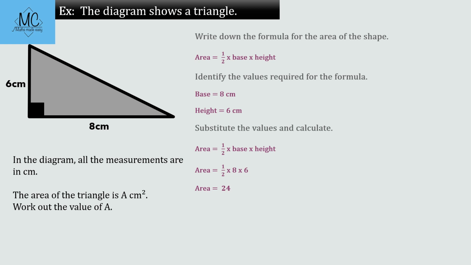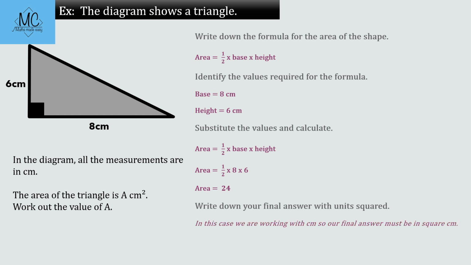Now, how is it 24? Because you can put 8 times 6 into your calculator directly and you'll get the answer. Now write down your final answer with the unit squared, remember. In this case we are working with centimeters, so our final answer must be square centimeters. So the answer should be 24 centimeters square.